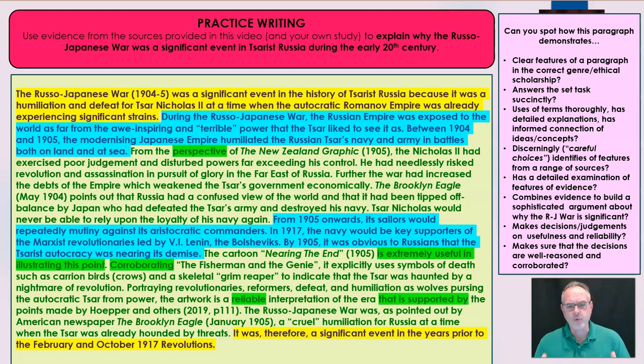All right, the green areas are where I am dealing with features of the sources themselves. Okay, so take a moment, think about what I'm doing there, how I'm using the ideas.